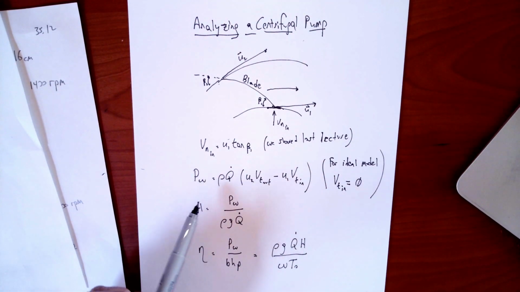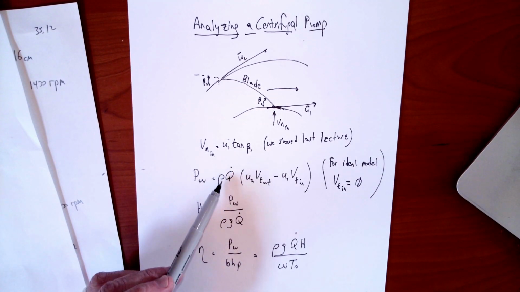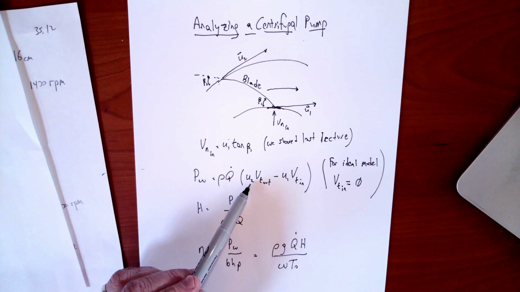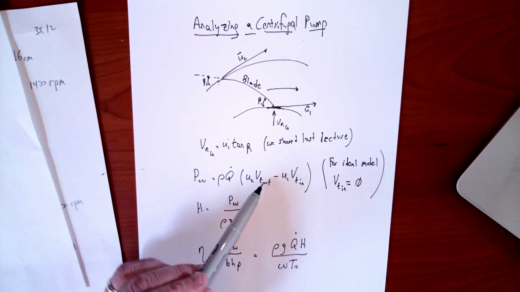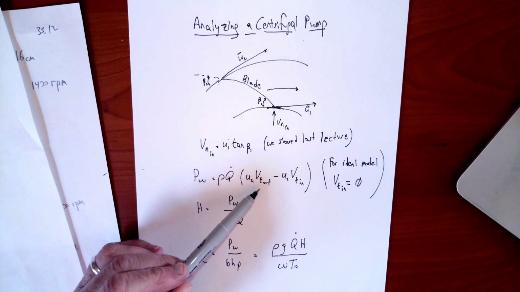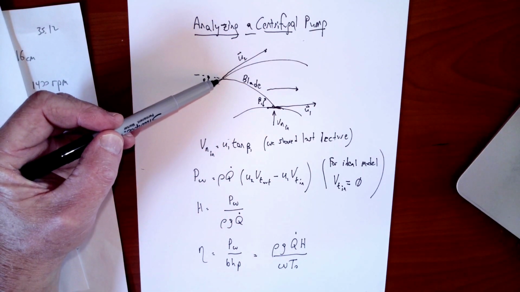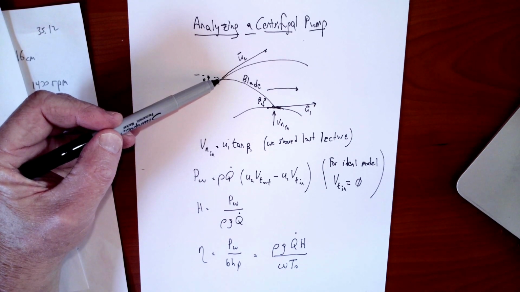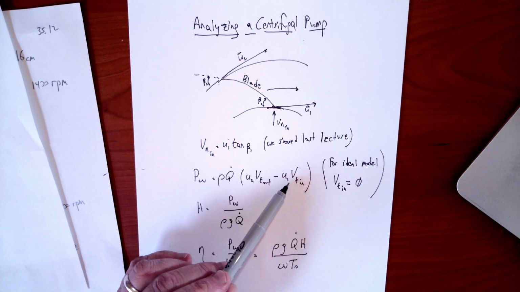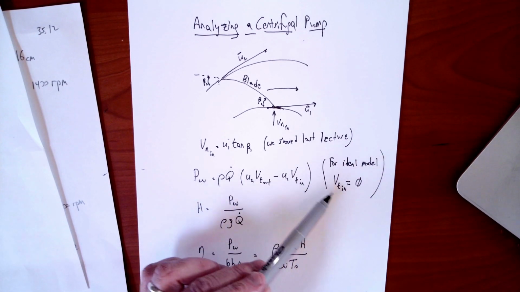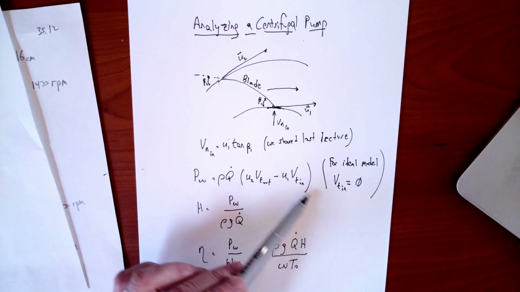We developed an equation for the water horsepower: density times the volumetric flow rate, times U2 times VT out. This is the tangential velocity at the outlet, and that is going to have a value. U2 is the blade tip speed at the exit, at the upper edge of the blade, minus UTN, but VTN is 0, as we said in this idealized model. So for this idealized model, we won't have this term.